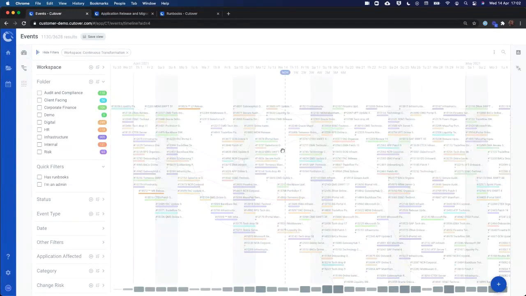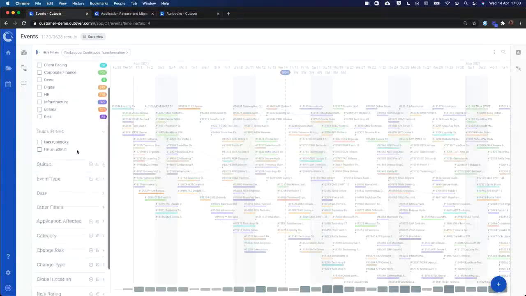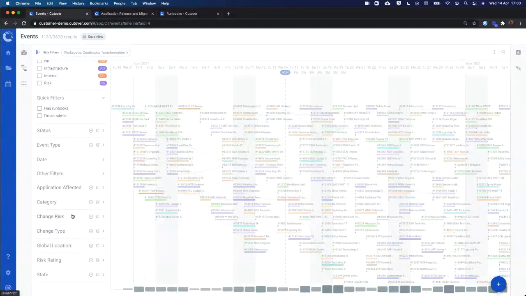On the left-hand side, we have this notion of folders, and the folders can be anything that you want to use to group your events by. It could be lines of business, projects, technology divisions, or whatever it is. We've gone with lines of business, but we also have other metadata that we've tagged our events with, such as application affected, what the risk rating is, and what location it's being executed in. This can be whatever you want, and it could be fed from your CMDB or your ITSM tools as well.